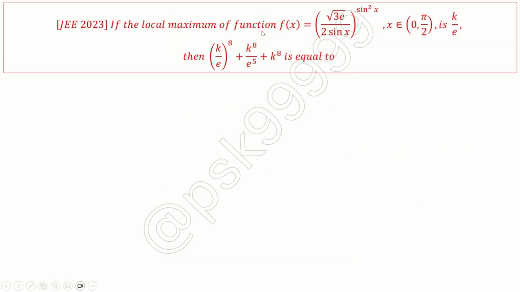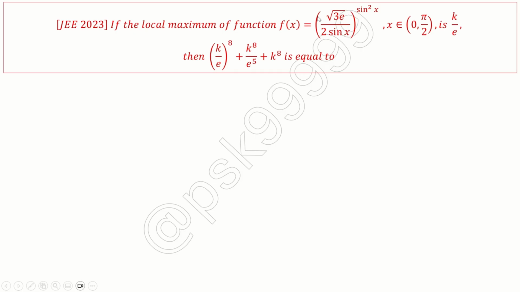If the local maximum of the function f of x equal to (square root of 3e divided by 2 sin x) whole to the power of sin square x, where x belongs to (0, pi by 2), is k by e, then what is the value of (k by e) whole to the power of 8 plus k to the power of 8 by e to the power of 5 plus k to the power of 8?